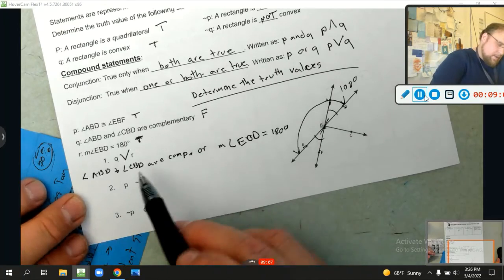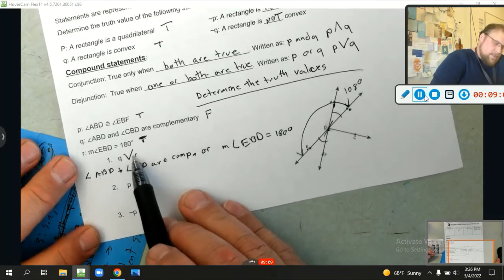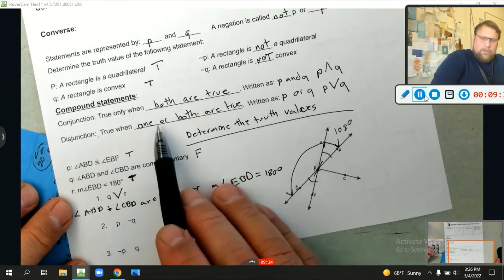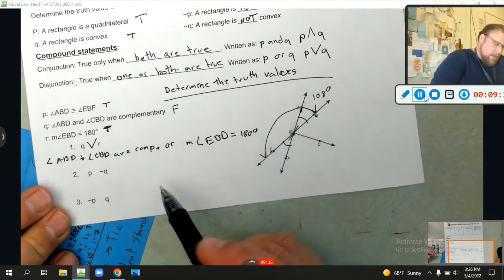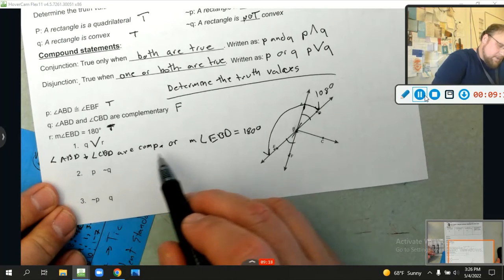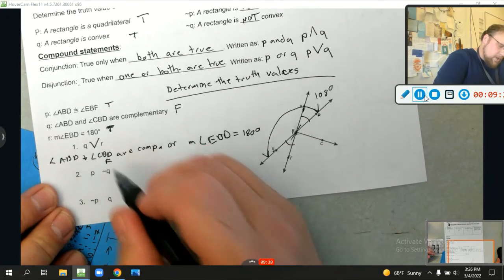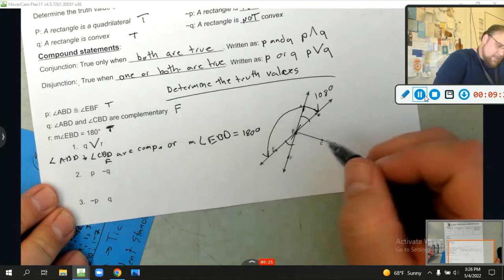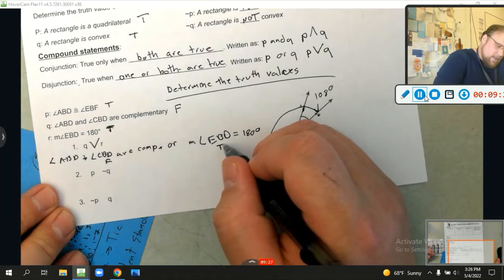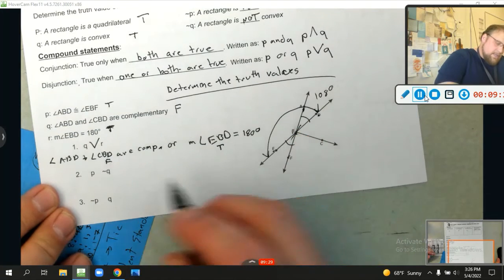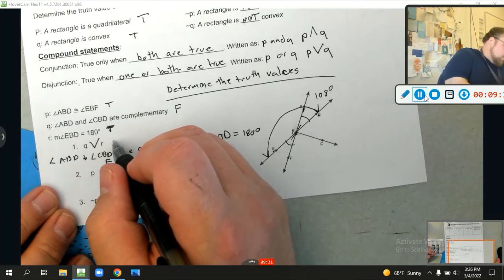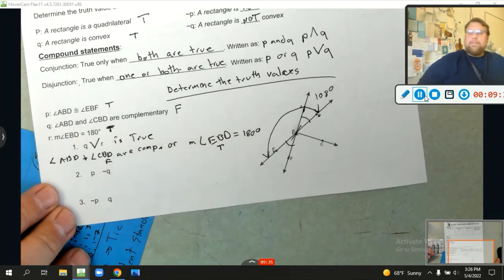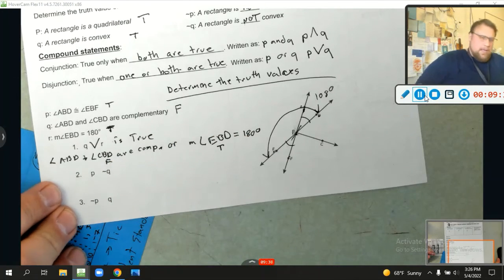Well, let's look. First of all, this is an or. This is a disjunction, and we only need one or both to be true. So we only need one of these to be true. Angle ABD and angle CBD are complementary: we already determined that's false. And the measure of angle EBD equals 180 degrees is a true statement. So because of this, Q or R is true.